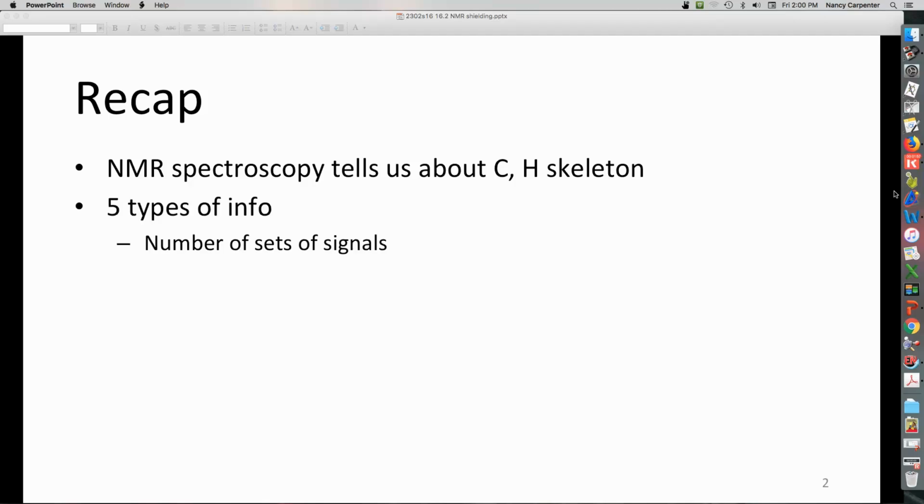There's just a ton of information packed into an NMR spectrum. As we saw in the previous mini lecture, you can look at an NMR spectrum and you'll see that there are a certain number of what we call sets of signals. And the number of those sets of signals tells us everything about how symmetrical that molecule is. So that's the first bit of information we've learned about.